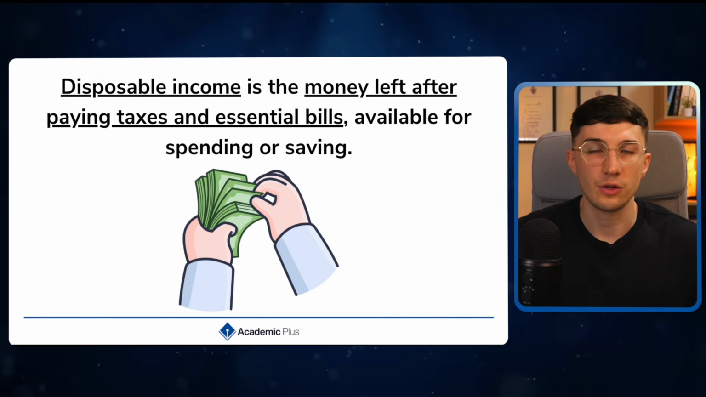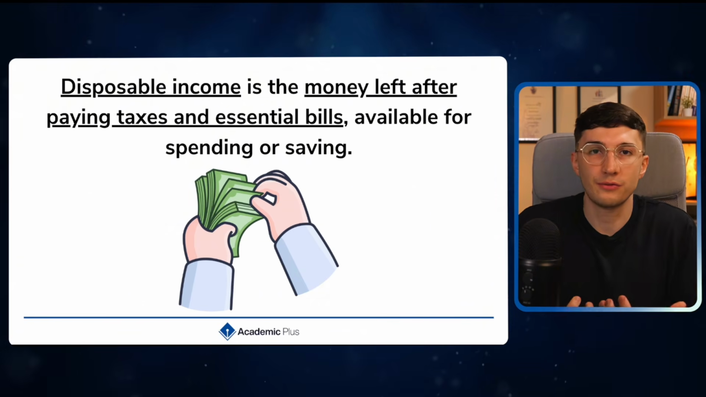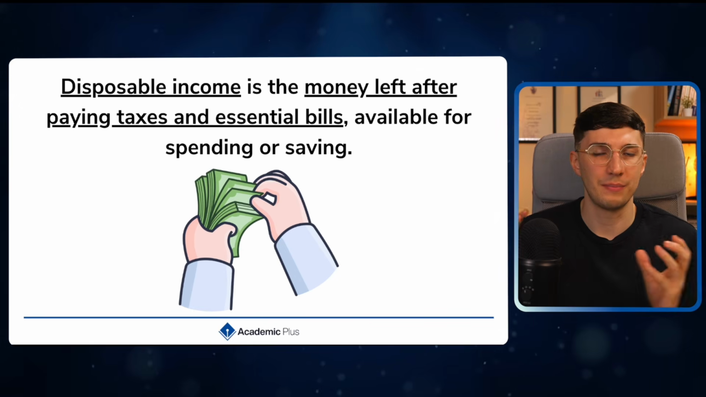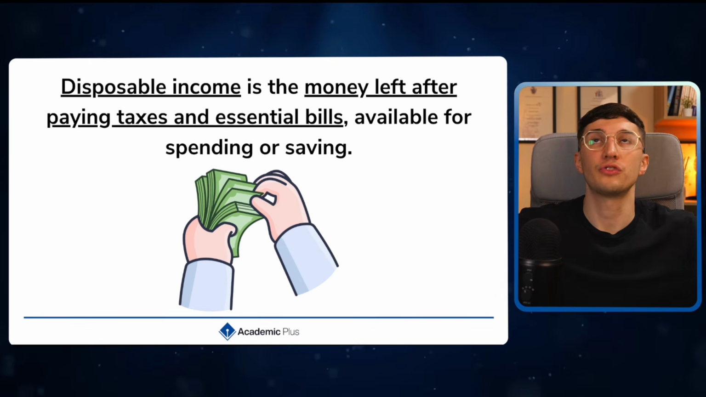Now, disposable income, first of all, is the money that we have left after all of our taxes and essential bills have been paid for. So, for example, essential bills such as my rent.